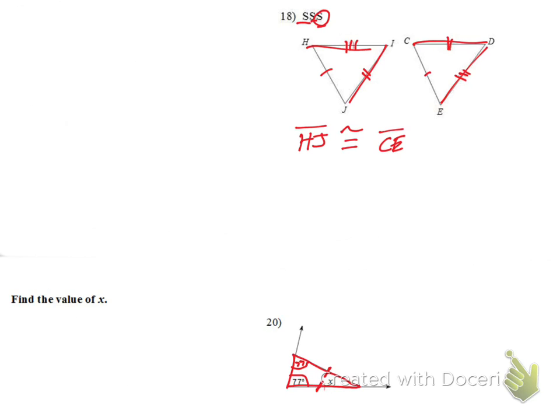So if you wanted to write it out, you could do 77 plus 77 plus x is equal to, a triangle has to equal 180 degrees. So from there, I would just do 180 minus 77 minus 77. So x would be equal to 26 degrees.